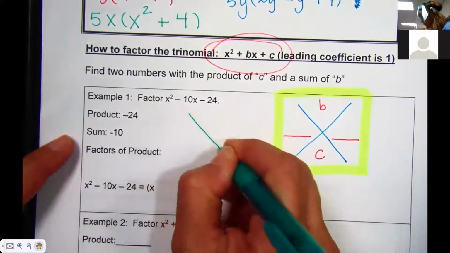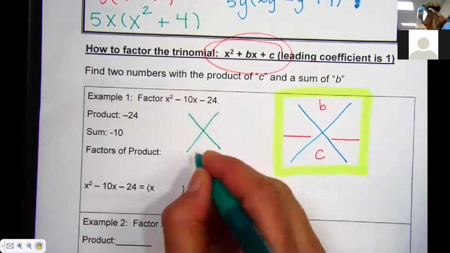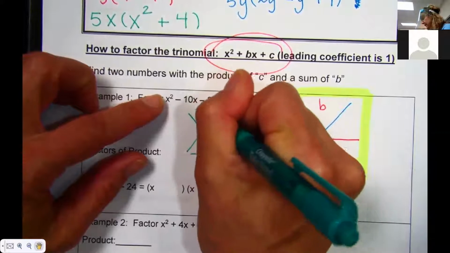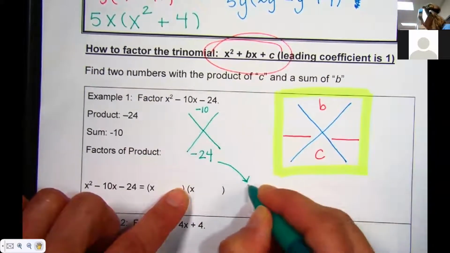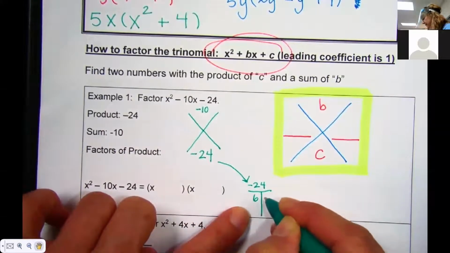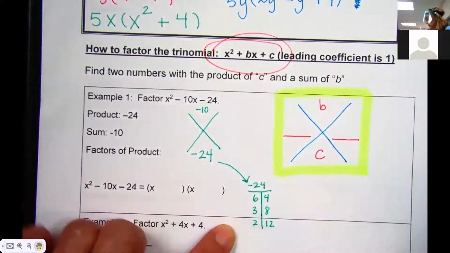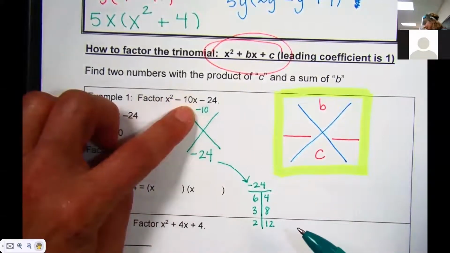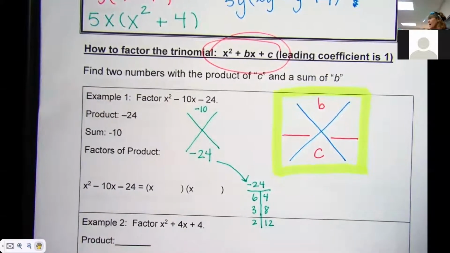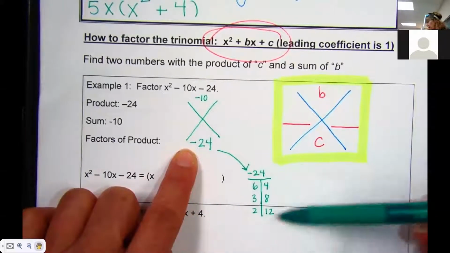All right, so if I'm working with example number 1, the C value is a -24, so I'm going to write -24 down here. And then my B value is a -10. I'm focused on the -24. I need to come up with factors of -24. So there's 6 and 4, there's 3 and 8, there's 2 and 12, there's a bunch. But see this -10 up here? I need them to combine to make a -10. And whenever this number is negative, one of these has to be negative.